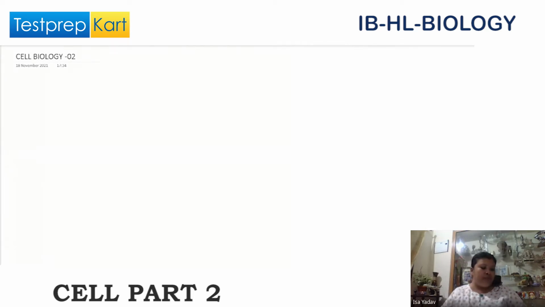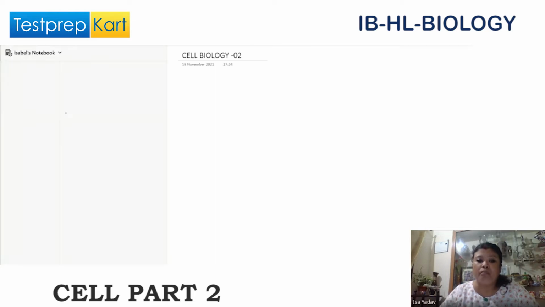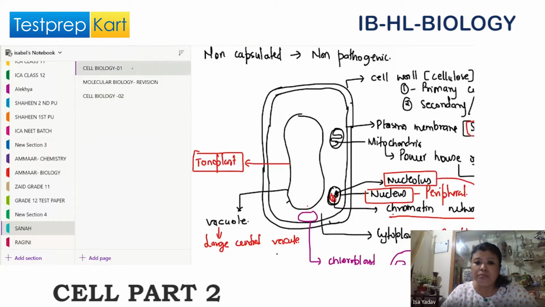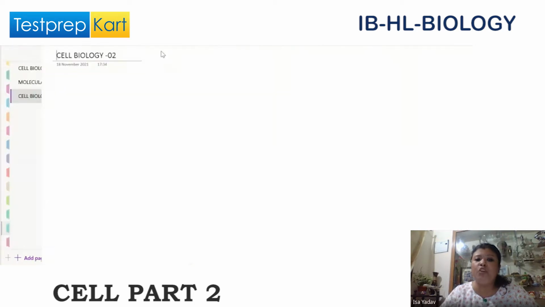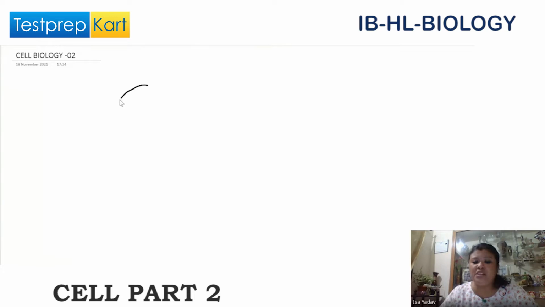So when we are talking about the structures of the cell, in the last class we have seen a plant cell. A similar one will be the animal cell. The only difference with the animal cell is that in the plant cell you see the central vacuole, but in the animal cell we will not find any such vacuole.